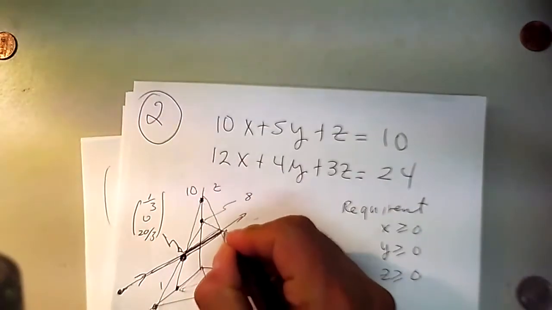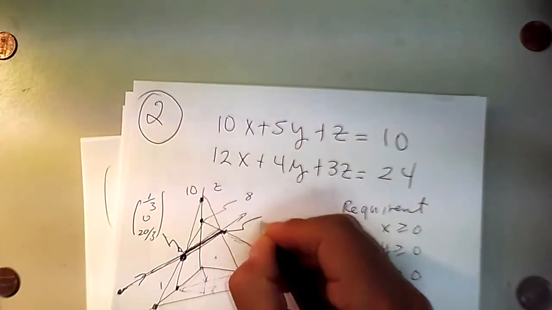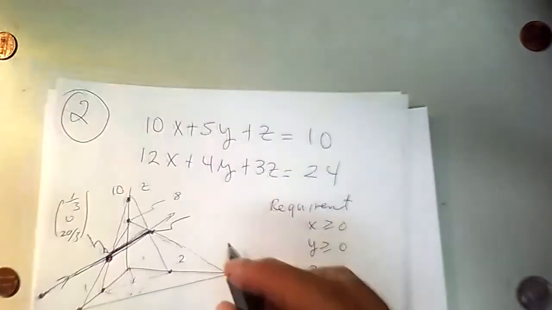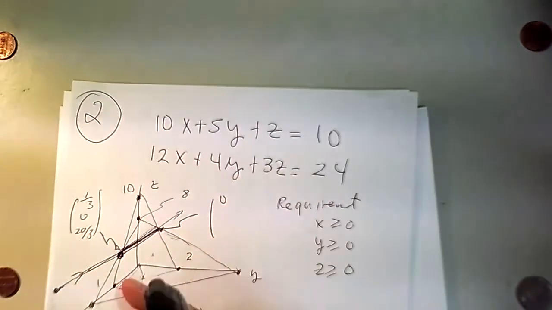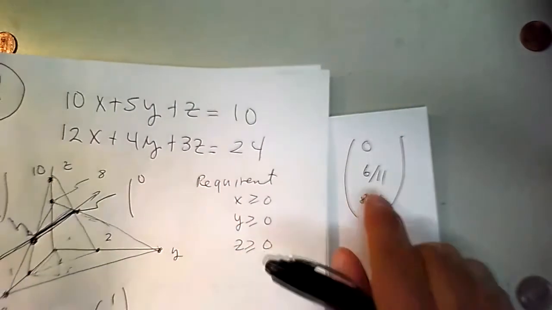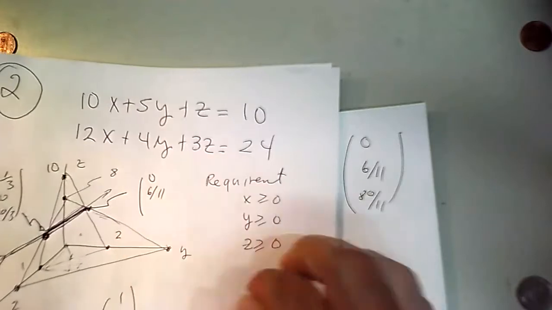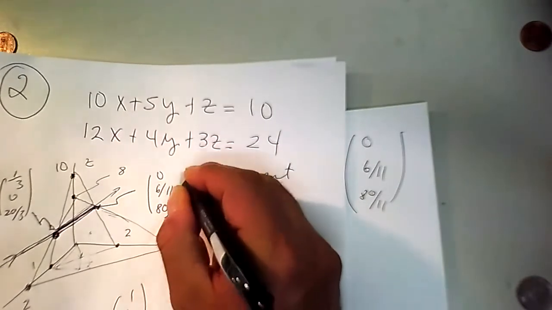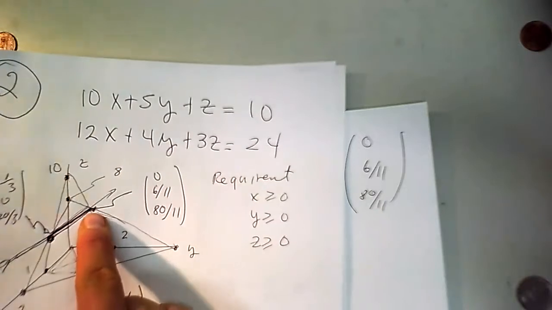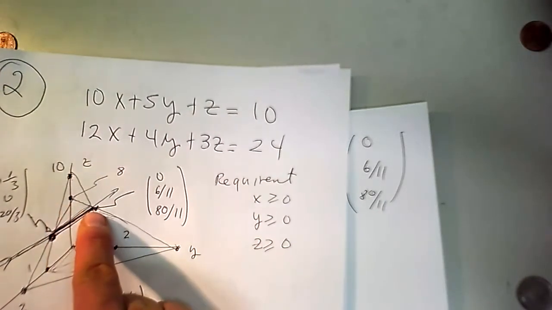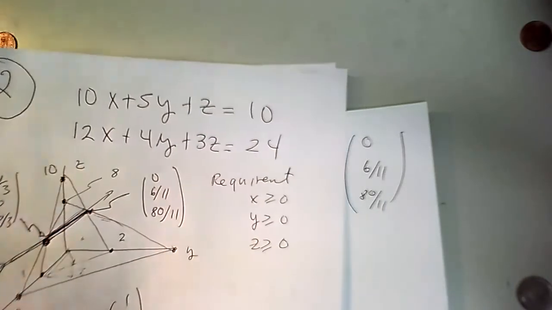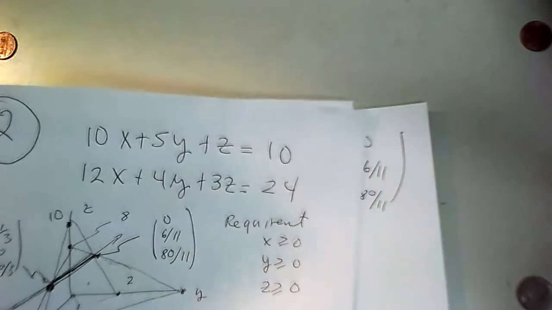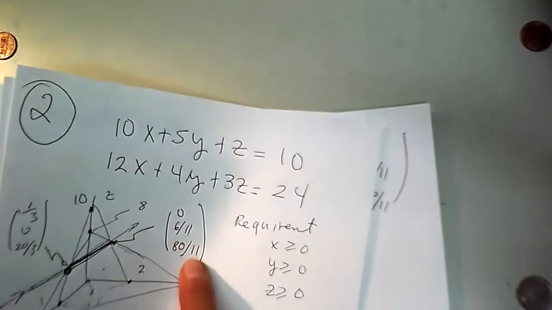Here. This point on the other extreme has coordinates 0, 6 over 11, and 80 over 11, which is 7 and change. It makes sense that it is closer to the 8, but not quite. So we have to shift production.